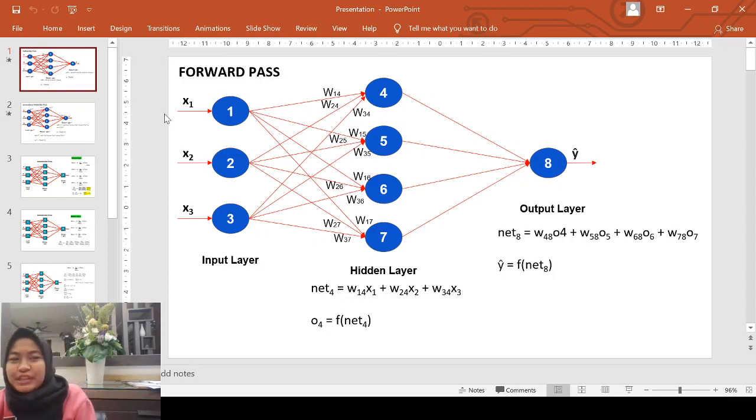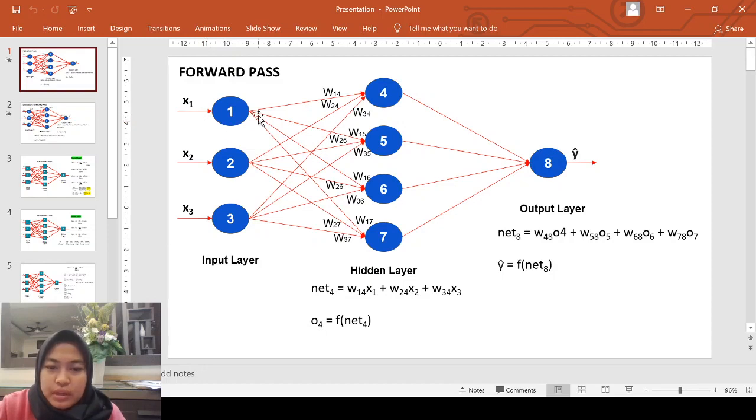So I'm going to explain forward and backward propagation. We will start with the forward pass. As the name suggests, we start with the input and end with the output. We have three layers here, so we start from the input.